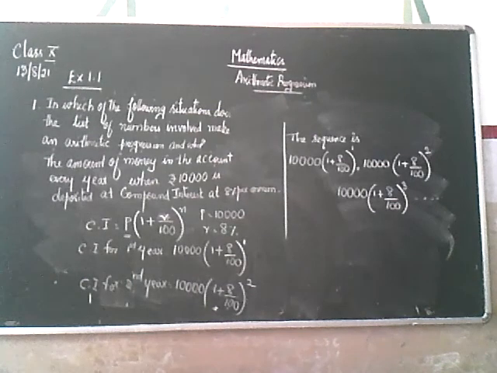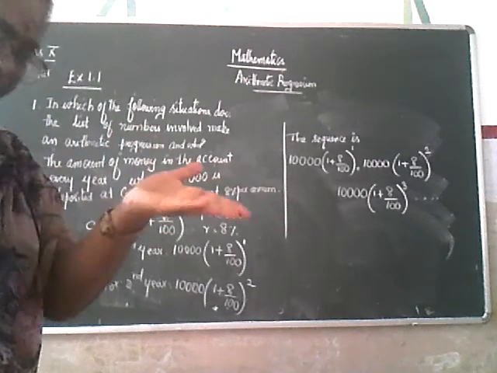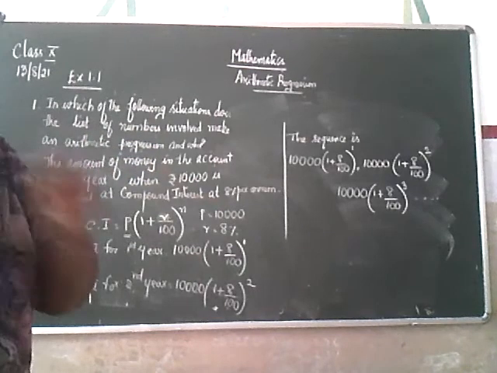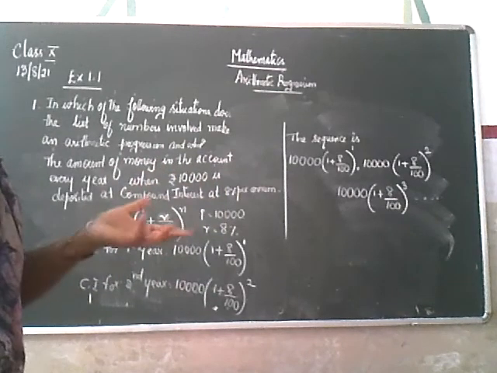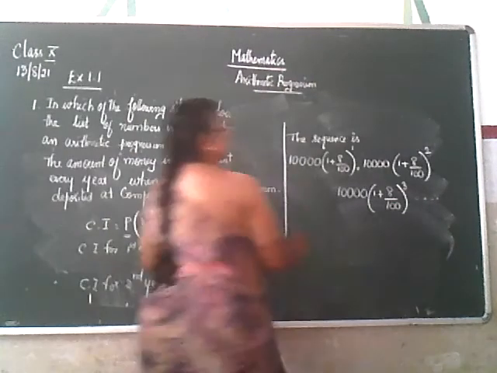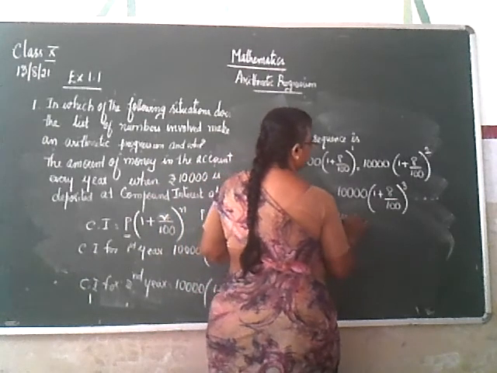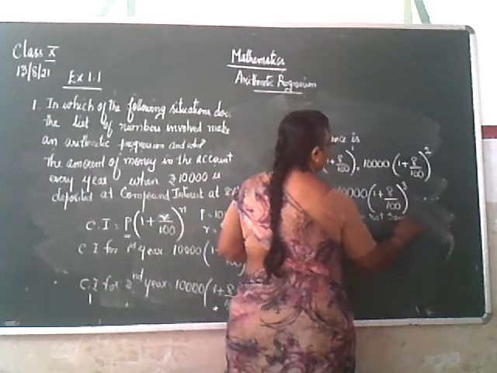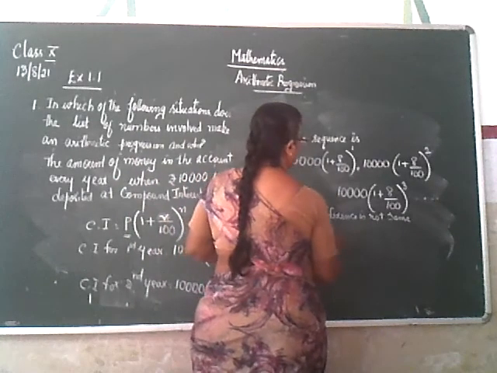Because in the second sum we have seen, it is 3 by 4, 9 by 16, which is the square of 3 by 4. Similarly here also, 1 plus 8 by 100 to the power of 1 and 1 plus 8 by 100 the whole square, again 1 plus 8 by 100 the whole cube. So you can say the difference is not the same. Therefore, the given sequence is not in AP.